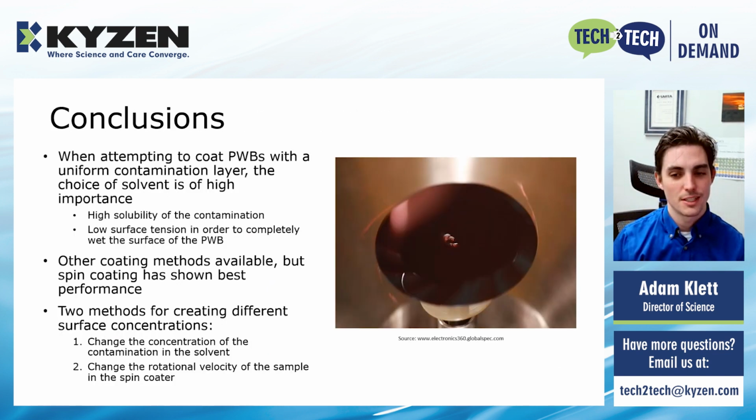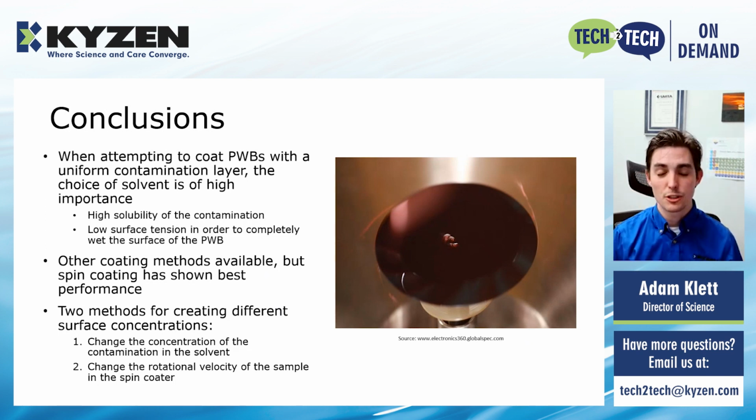All right, so in conclusion, when you're attempting to coat PWBs with a uniform contamination layer, the choice of solvent is very important. Remember, we need to have both high solubility of the contaminant in our solution, and we also need to make sure that we have a low surface tension in order to completely wet the surface of that PWB. There are other coating methods available that we've tested, but spin coating seems to show the best performance, and that makes sense given the physics and the mechanisms of how that technique works.